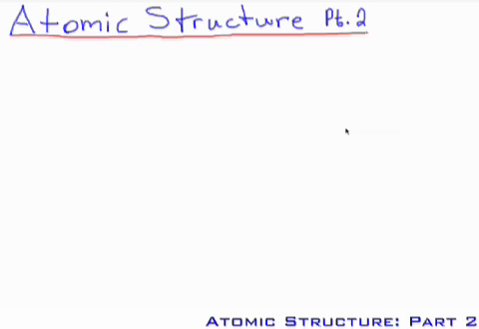Now, if we're going to try to apply this to an element of the periodic table, we need a series of rules or principles that will allow us to understand how to fill electrons around the nucleus of an atom to produce a neutral element. And the first principle we want to consider is called the Aufbau Principle.